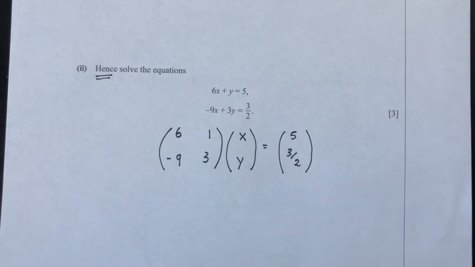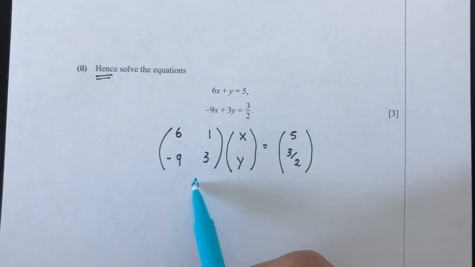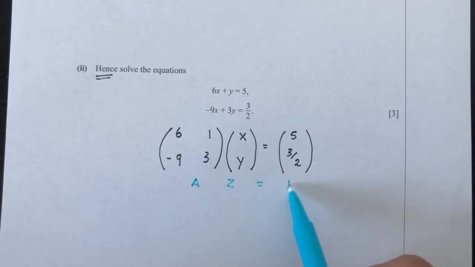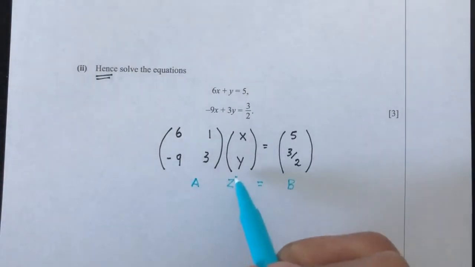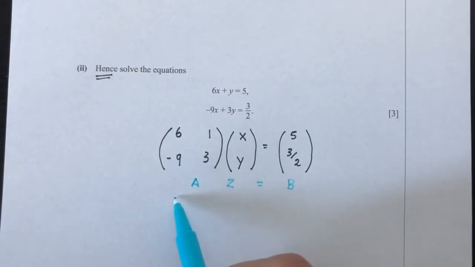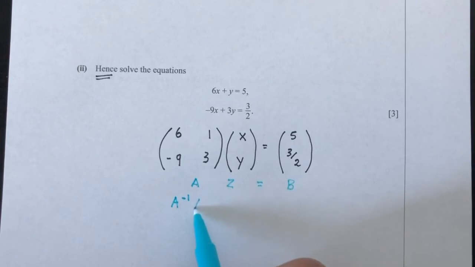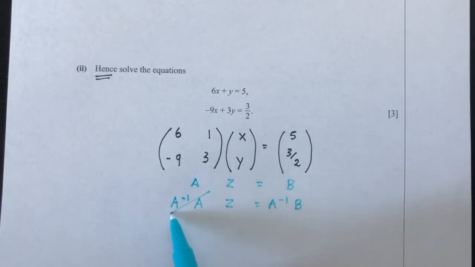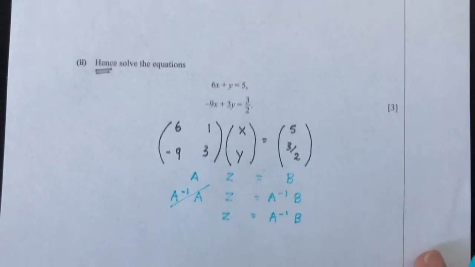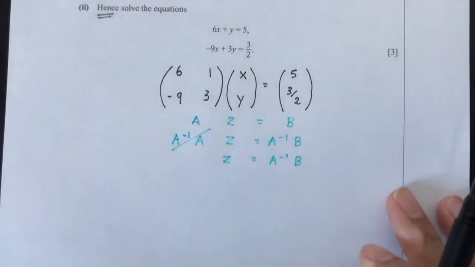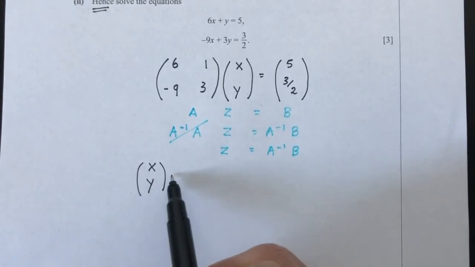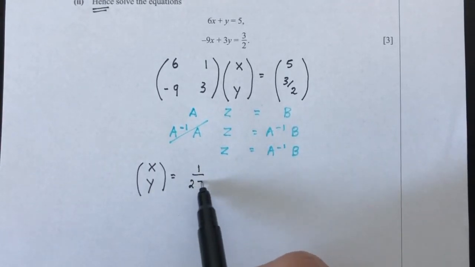So if that makes sense, let's call this one matrix A, let's call this one Z, and call this one B, for example. So if you want to find Z, you have to eliminate A. So the way to eliminate, you have to multiply by this inverse on both sides. So this will go away. So Z is equal to A inverse times B. So same principle here. x and y is equal to 1 over 27.